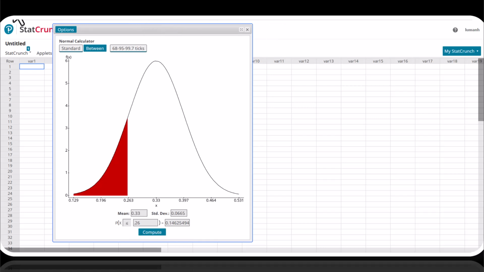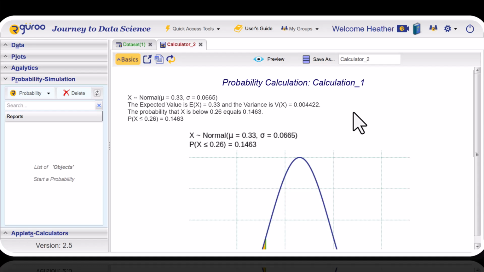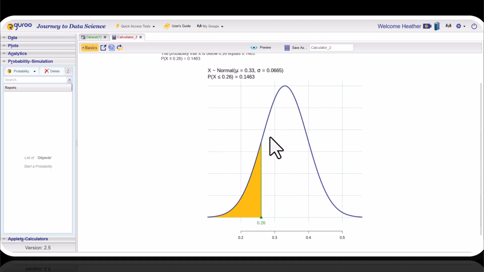Okay, and I can go back to RGuru. It gives you the exact same value. It just doesn't illustrate it visually as you go along. But we can do the same thing, type in the values here. And if I select this graph button, it will give me a visualization. As you can see, it gives me the exact same probability, and then I just have to zoom out a little bit and scroll down, and I have this picture.